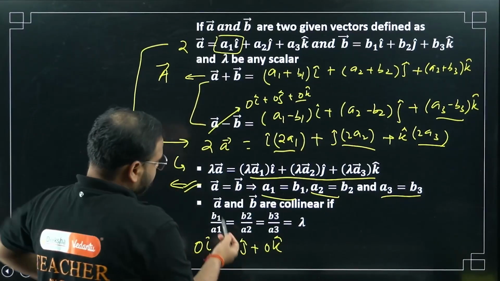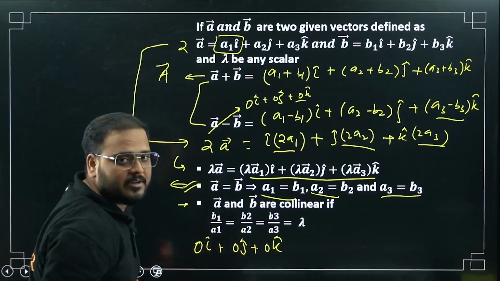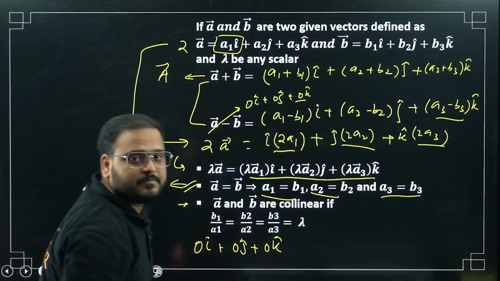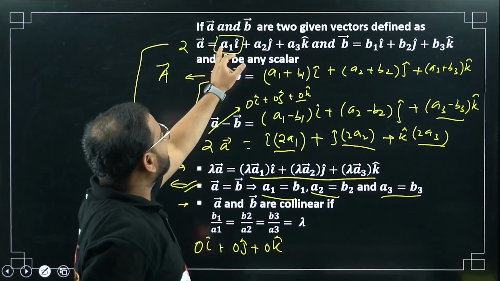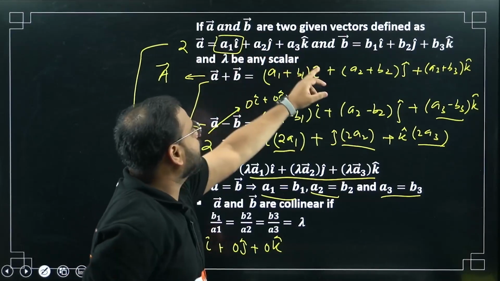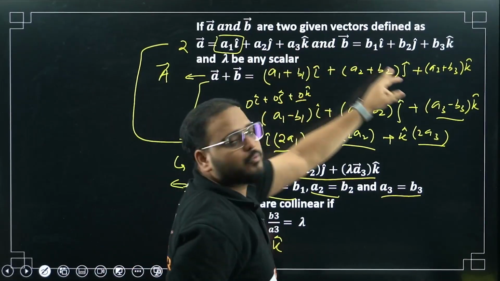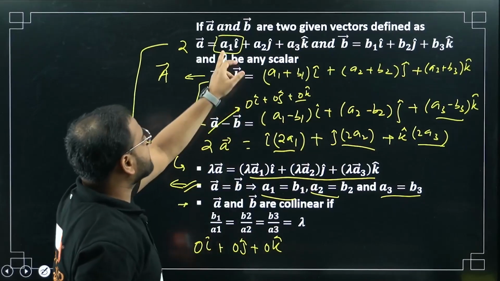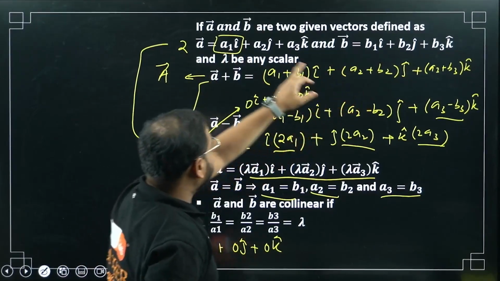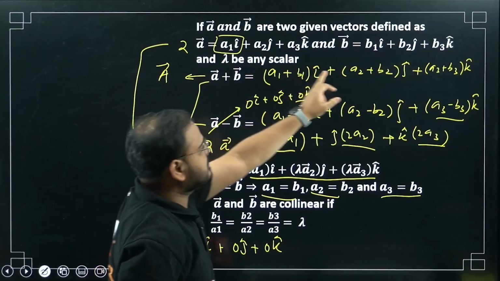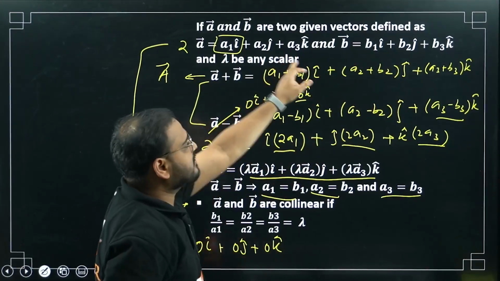Now the last condition: if a and b are collinear, what will happen? They'll be proportional. If it's collinear, then if this is, let's say, 1 and 2, this will also be 1 and 2. So if this is 1 and this is 2, and if I write here 4, this will be 8. If I write here 12, this will be 24.